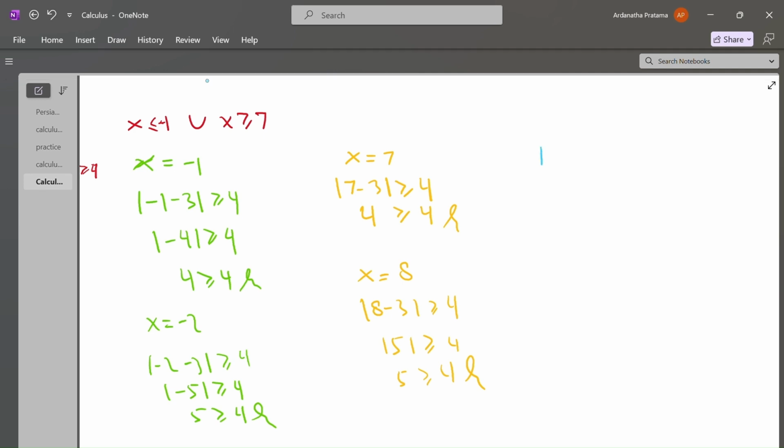Right now I will write down the inequality, and the solution is right here. x is less than or equal to minus 1, and x is greater than or equal to 7.